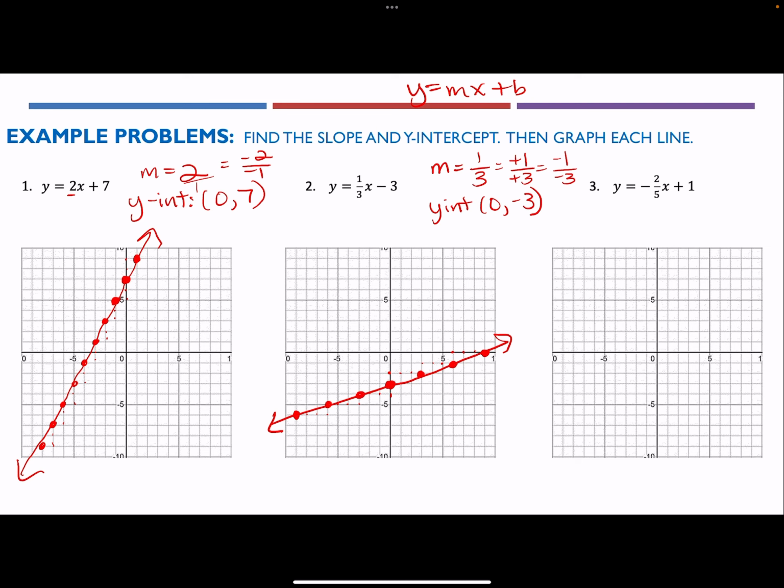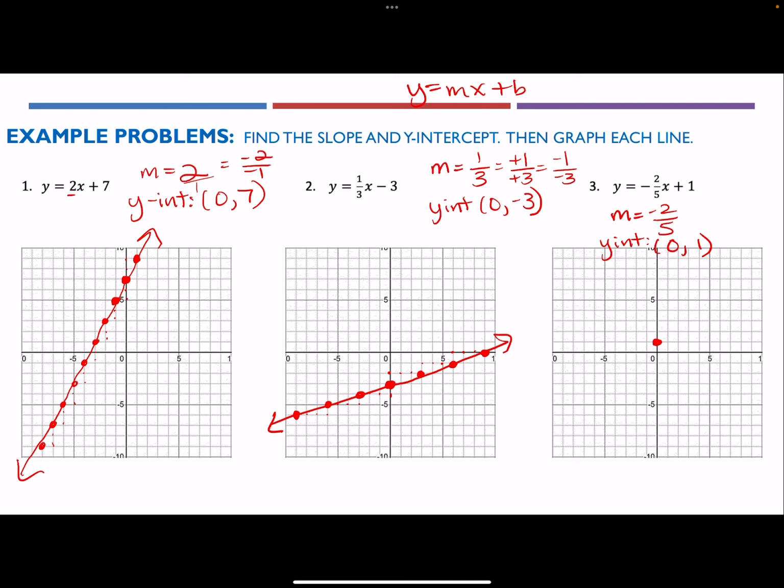All right, number 3, my slope is -2/5. My y-intercept is 0, 1. That's step 1, just identifying the slope and the y-intercept. Step 2, plot a point at the y-intercept, right? 0, 1. There you go.